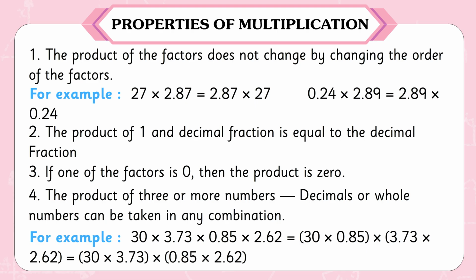Decimals or whole numbers can be taken in any combination. For example, 30 times 3.73 times 0.85 times 2.62 is equal to (30 times 0.85) times (3.73 times 2.62), which is equal to (30 times 3.73) times (0.85 times 2.62).